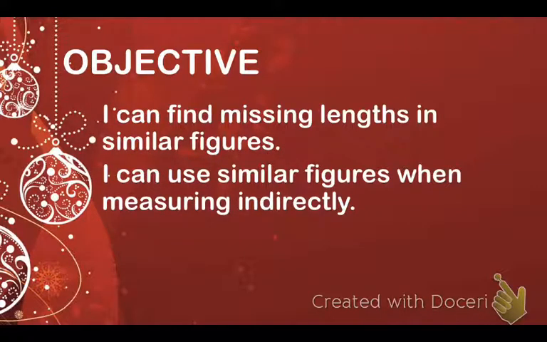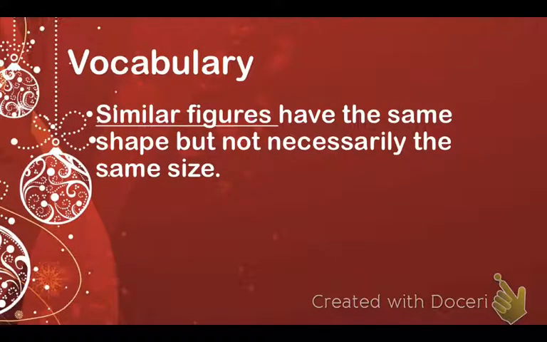Today, our objective is that we can find missing lengths in similar figures and use similar figures when measuring indirectly. So first we need to know what similar figures are. Similar figures have the same shape but not necessarily the same size. So we might be looking at two rectangles, two triangles, two circles or octagons, any shape. However, they are not going to be the same size, but they will be proportional. So there will be some connection between the two shapes.